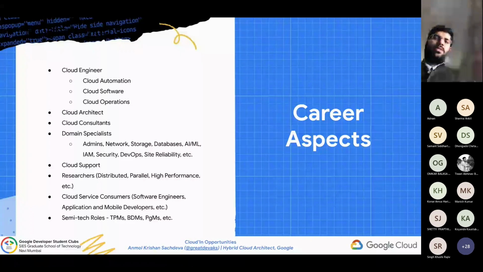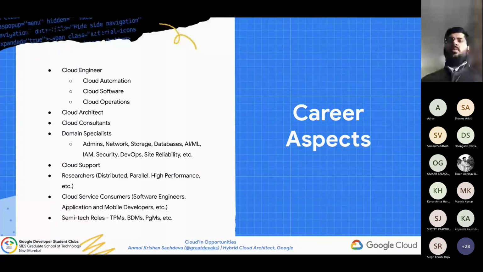And then there are semi-tech roles as well, wherein you require some knowledge of cloud computing and some knowledge of technical things, like program managers, product managers, business development managers, who help service companies build products around cloud, or have customer engagement driven. So maybe if I'm at Google, I'll have a team of business development managers who will drive some engagements, who will bring customers who want to adopt cloud, and I'll help the customers. So this is where roles like business development managers, program managers, product managers, technical program managers, etc. come into the picture.